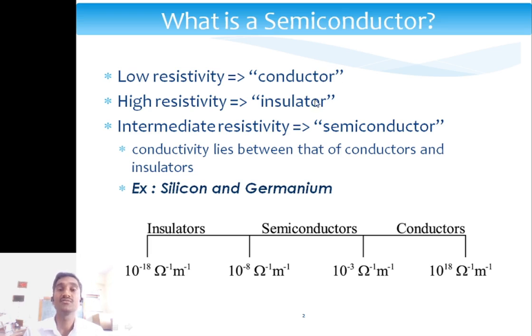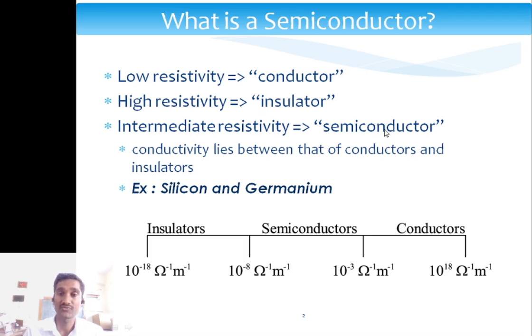The next type of material is the insulator. It has high resistivity, that means its conductivity is very low. Please note that resistivity and conductivity are inversely proportional to each other. If the resistivity increases, the conductivity decreases. So when an insulator is used, it has high resistance, that means conductivity is very low, so current cannot flow through this material.